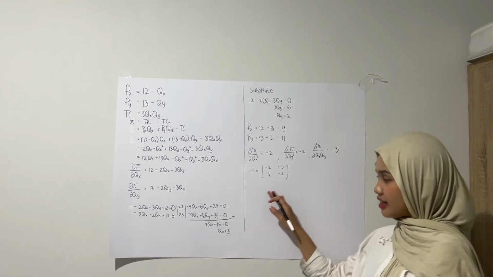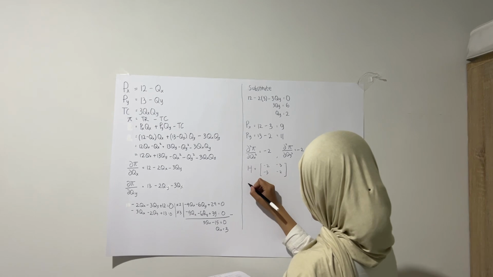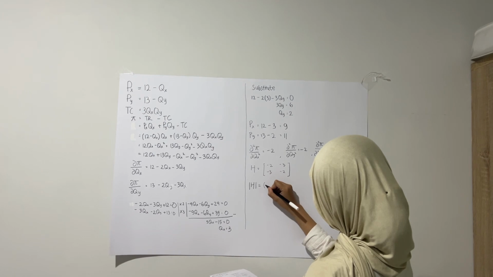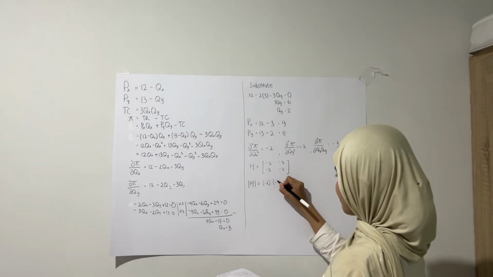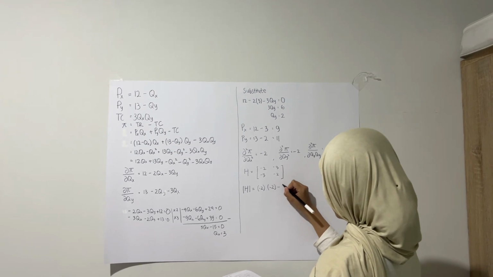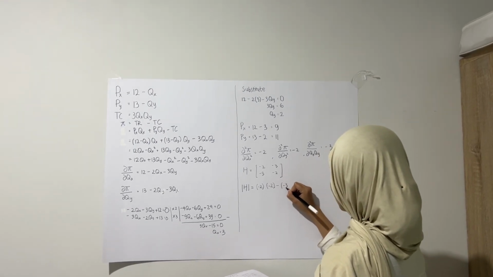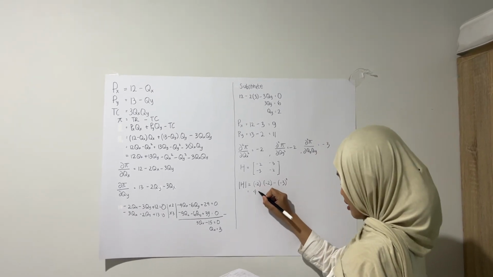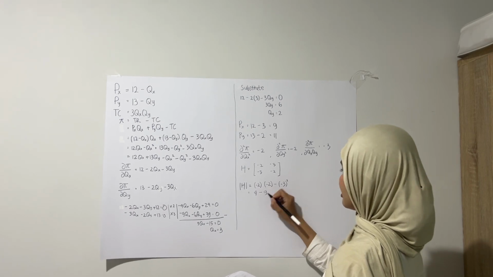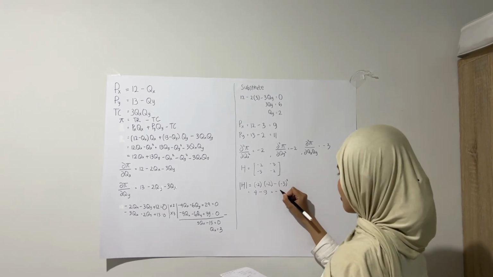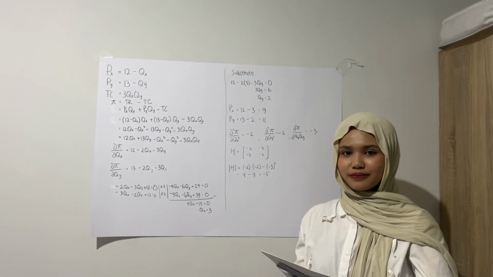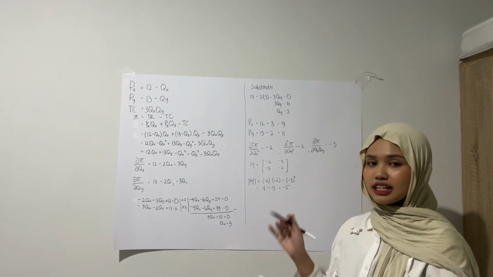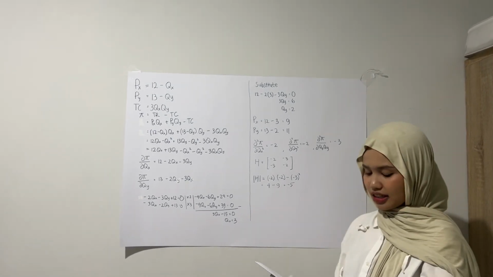Then we compute the determinant of the Hessian. The determinant equals minus 2 times minus 2 minus 3 squared, equals 4 minus 9, equals minus 5. Since the determinant of the Hessian is negative, the Hessian is indefinite, which means the critical point is a saddle point.